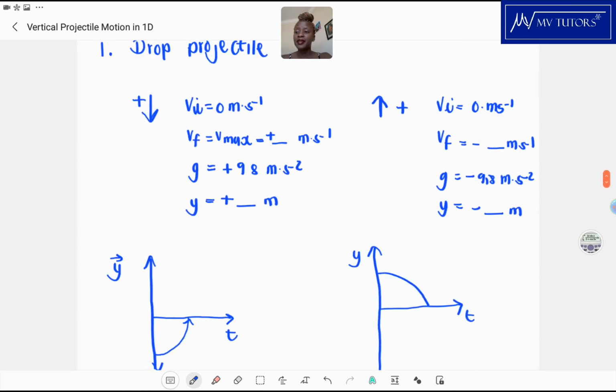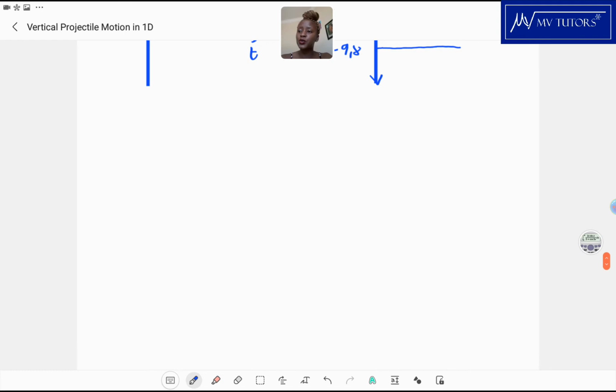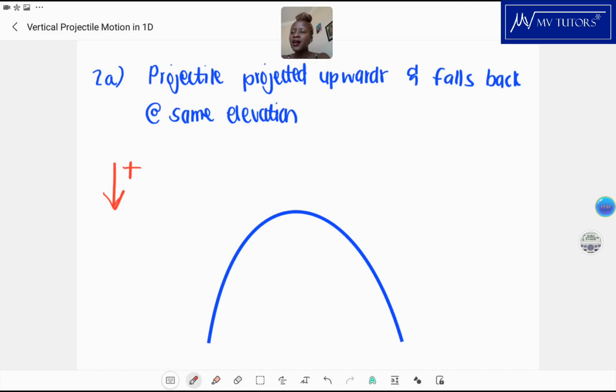Okay, and then now let's go to the second scenario. I would call it 2A, where you throw your projectile up and it lands at the same elevation. Alright, so if we're looking at a projectile that was projected upwards and then it ends up on the same elevation, taking into account that I always like choosing downwards as positive, but I will look at both scenarios.